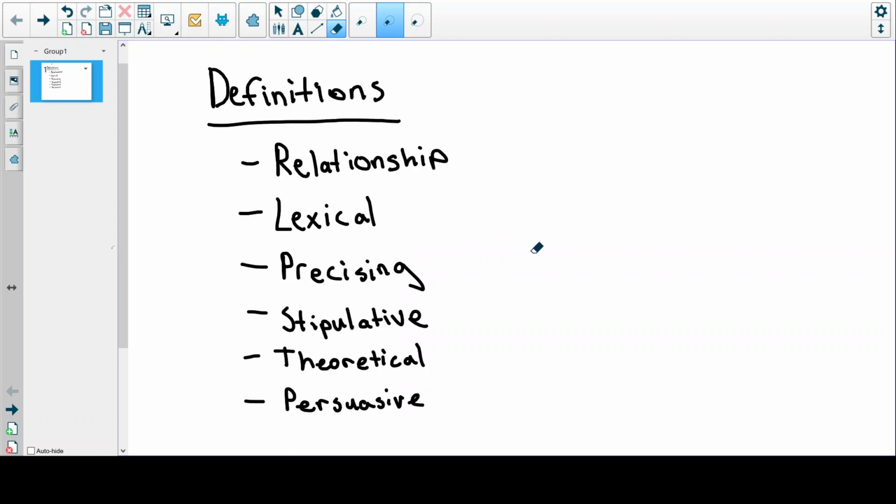Today we're going to be going over definitions and why you need to define your terms and arguments to make them more effective and persuasive, and for your audience to understand why you're using the word you're using, and just to clear things up in general. So first, why do we need to use definitions in the English language?